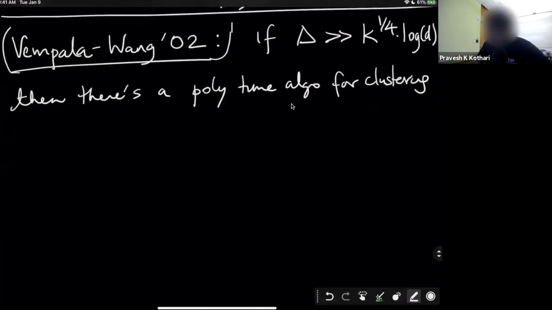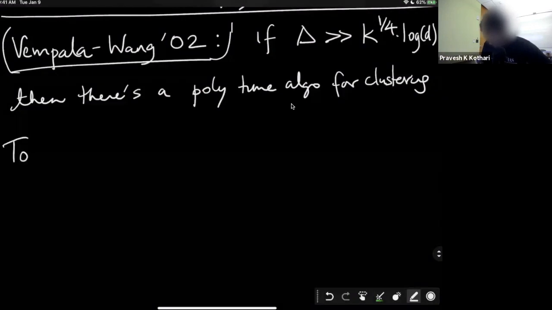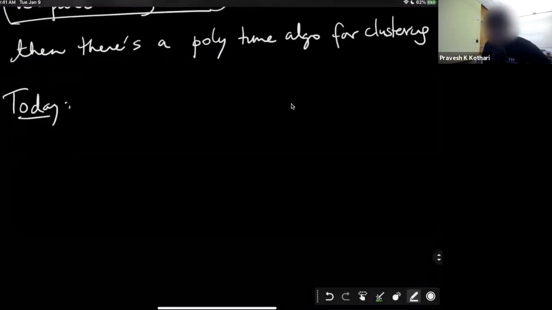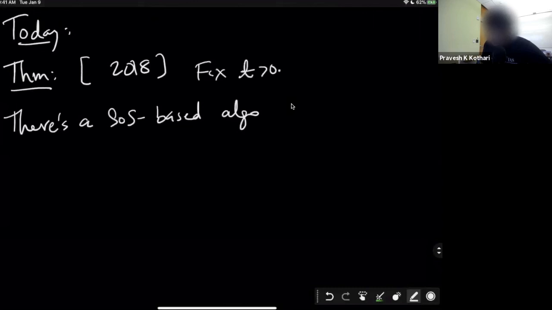This was of course not using sum of squares, but what we are going to see today is an upgrade of this theorem that was proven in 2018. So today we will prove the following theorem. I'll talk about the attributions, etc. in a bit. This theorem says that there is a sum of squares based algorithm. So fix some number t that runs in time d to the o of t squared.